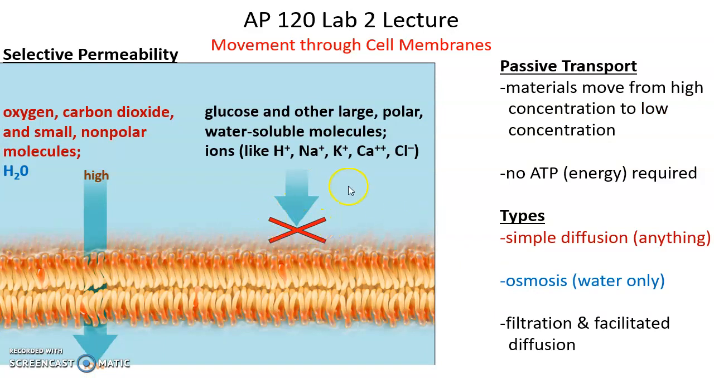All right, so some types of passive transport. We have simple diffusion. So simple diffusion, so often called just diffusion, is anything going from high concentration to low concentration. Osmosis is simple diffusion of water. So osmosis only involves water, the movement of water from high water amounts to low water amounts. And then there's also filtration and facilitated diffusion, but we're not going to talk about those too much in this lab.